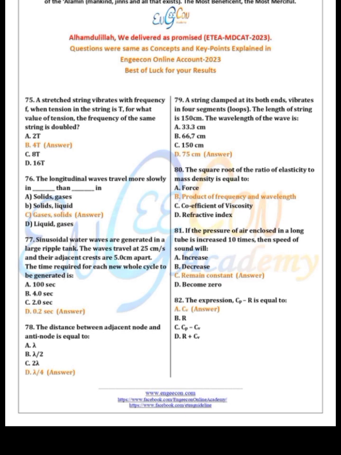77. Sinusoidal water waves are generated in a large ripple tank. The waves travel at 25 cm per second and adjacent crests are 5 cm apart. The time required for each new whole cycle to be generated is what? 0.2 second is the correct option.